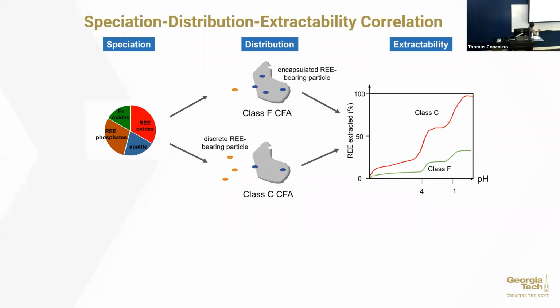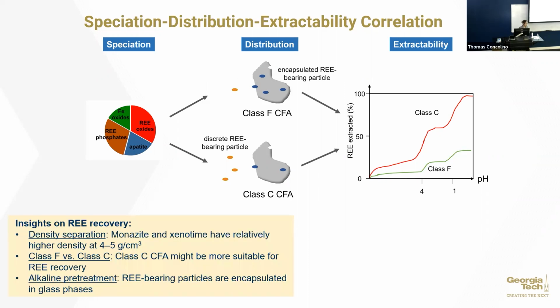So this is what we're deriving as a speciation, distribution, and extractability correlation. We have REE occurring in iron oxides, phosphates, oxides. They might exist as encapsulated REE-bearing particles in glass phases, which is more common for class F, or they might be existing as discrete REE-bearing particles, which is more common for class C, which also results in their different extractability under acidic conditions. So now what's next?